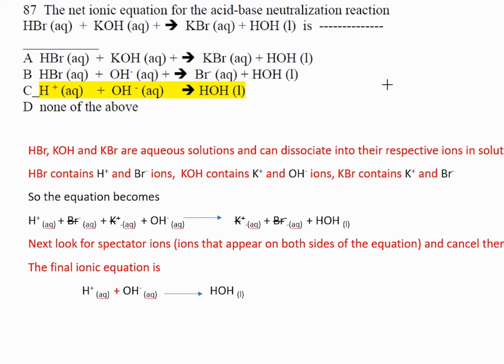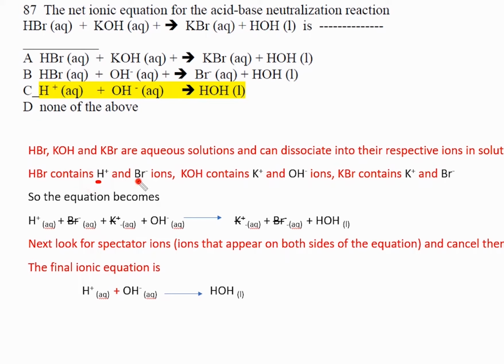Question 87. We are supposed to write the net ionic equation for the acid-base neutralization reaction: hydrobromic acid plus potassium hydroxide to give potassium bromide and water. Hydrobromic acid, potassium hydroxide, and potassium bromide are aqueous solutions. That means they can dissociate into their respective ions in solution.